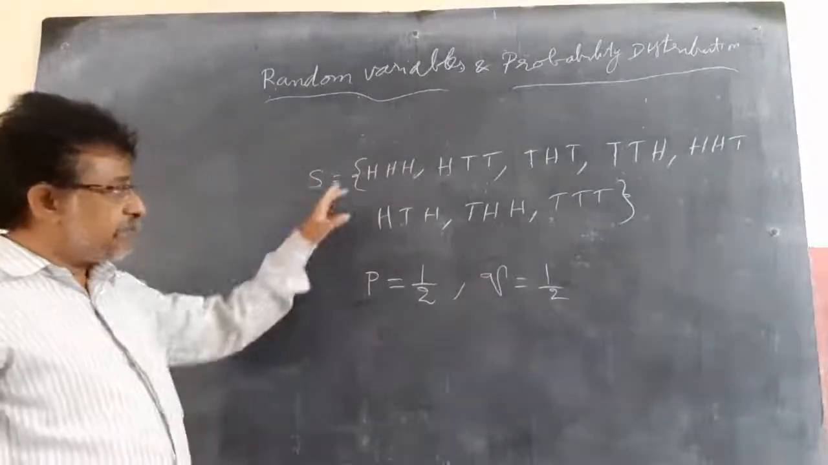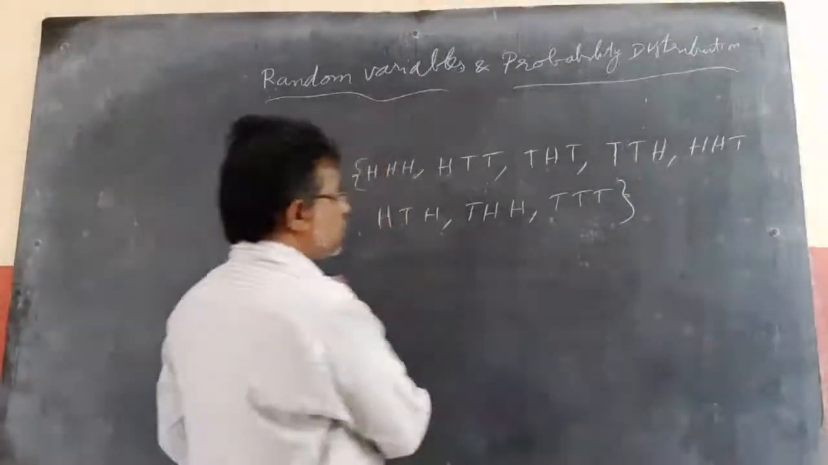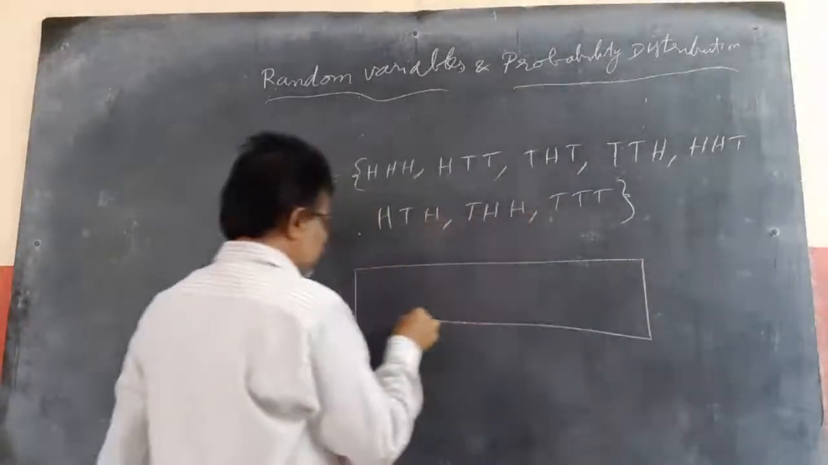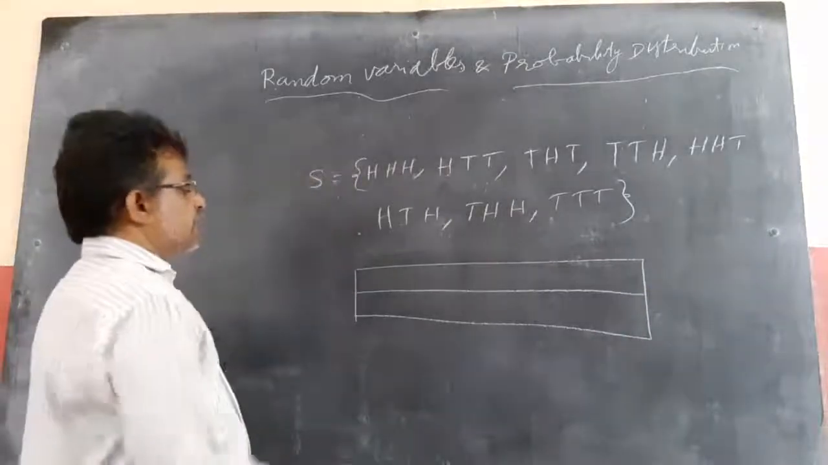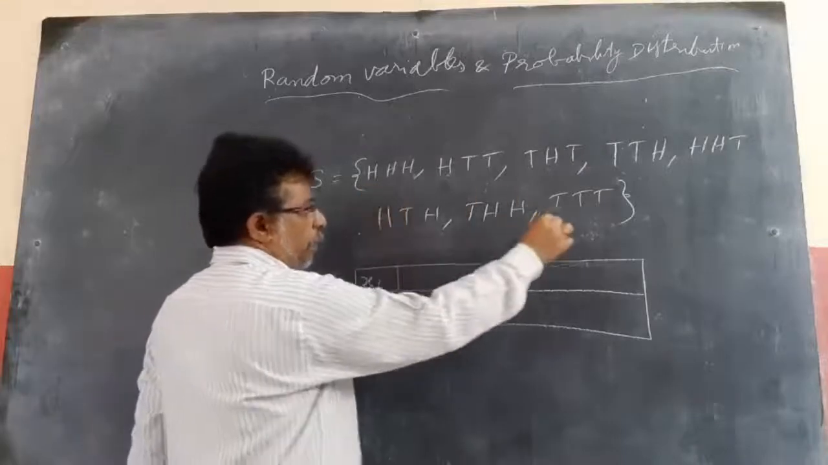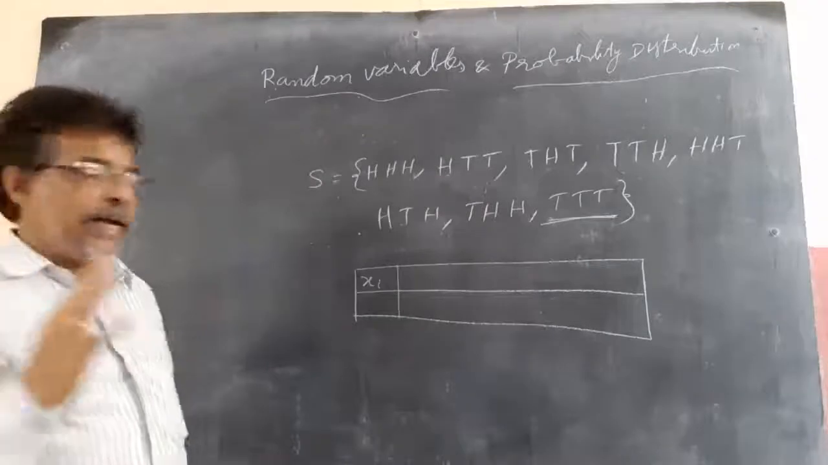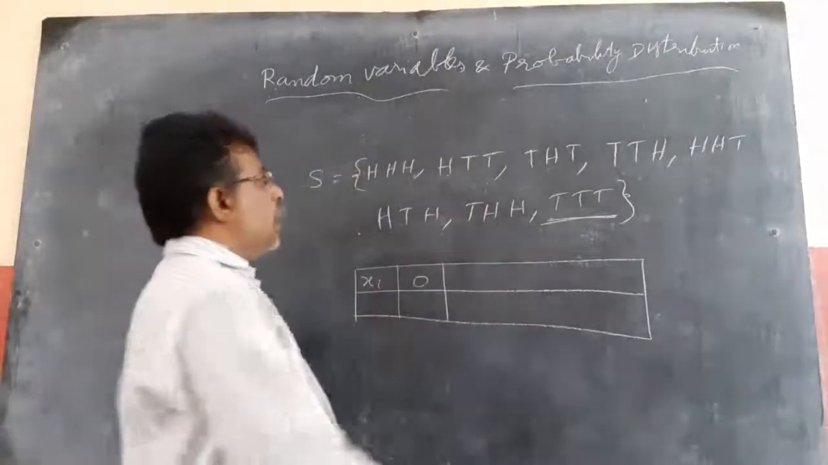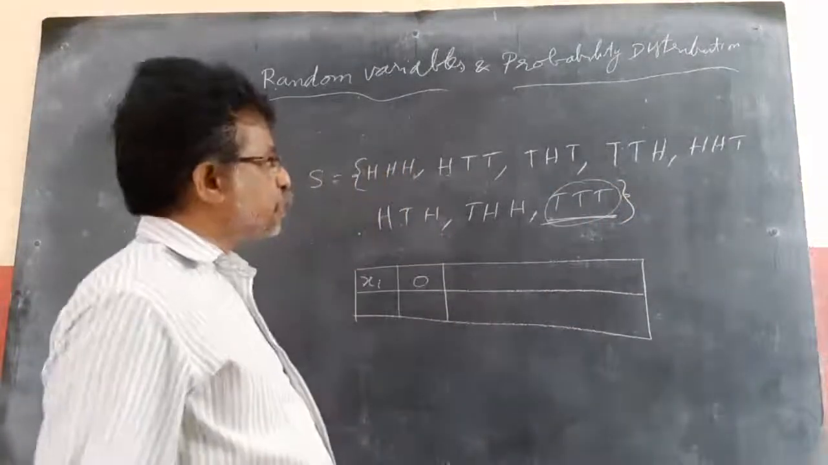So how many times am I getting head there? For example, here, is there any head? All tails means no head, so I am getting 0 heads. If I consider head a success, here 0 heads means no success.